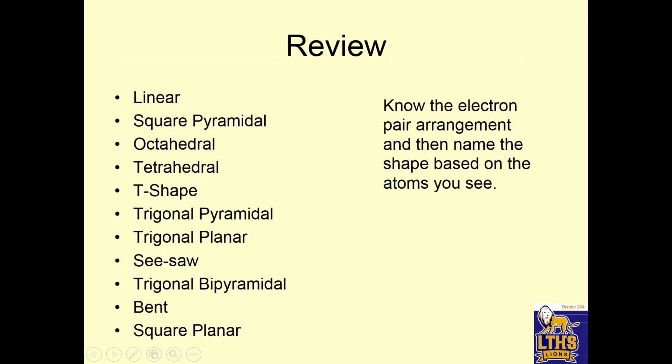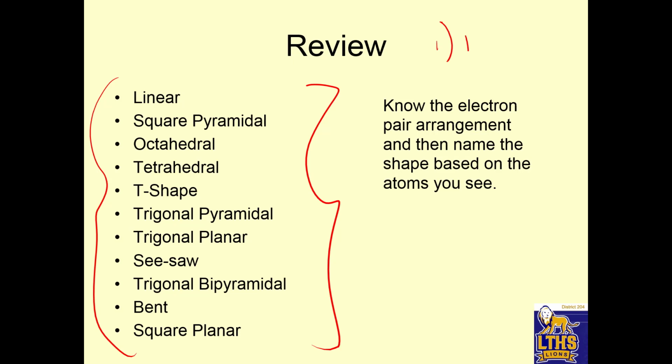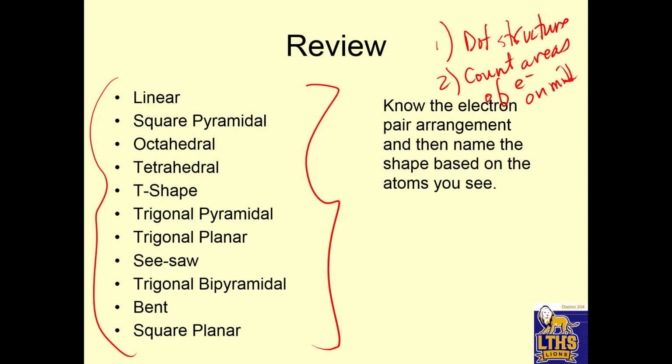All right, you saw the shapes. So what do you have to know? The shapes. How do you get the shapes? Start with the dot structure, and then count areas of electrons on the middle atom. Spread them out. Name the shape. Okay, that's what you've got to do. So you have to know the electron pair arrangement, then name the shape based on the atoms you see.